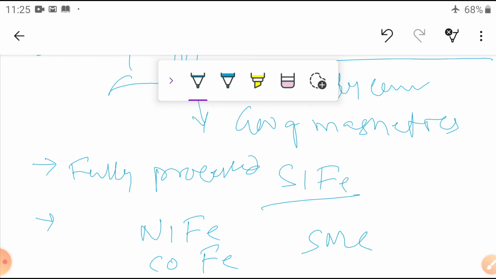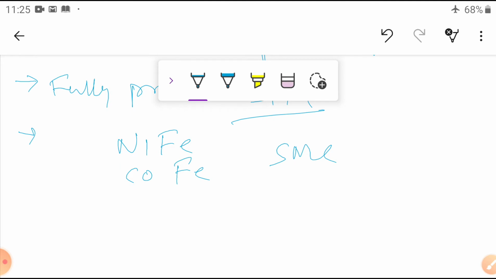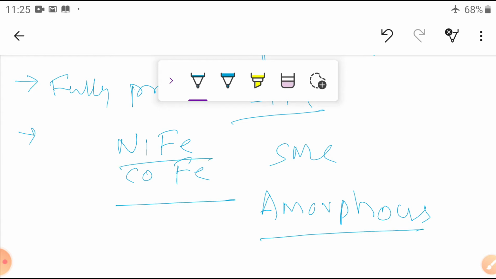and nowadays we also use amorphous materials, whose thickness is just like papers, our notebook papers. So these are the different types of magnetic materials used in our electrical fields to make stator and rotor laminations.